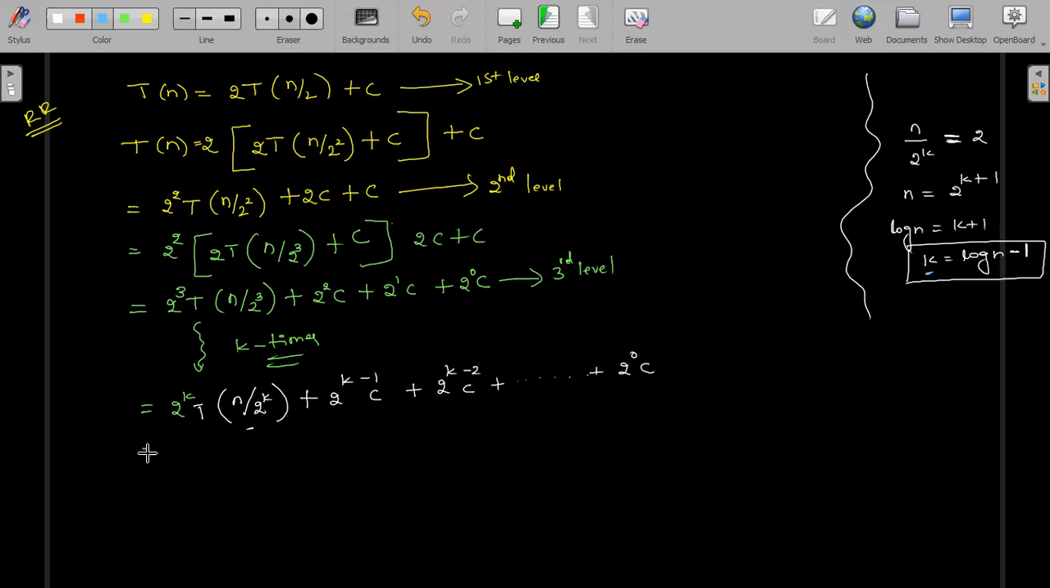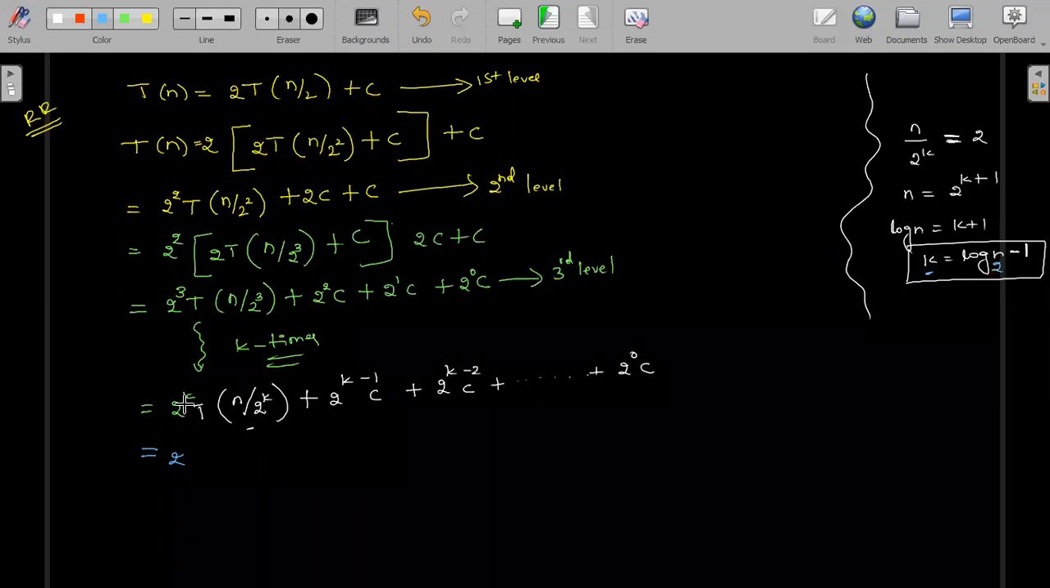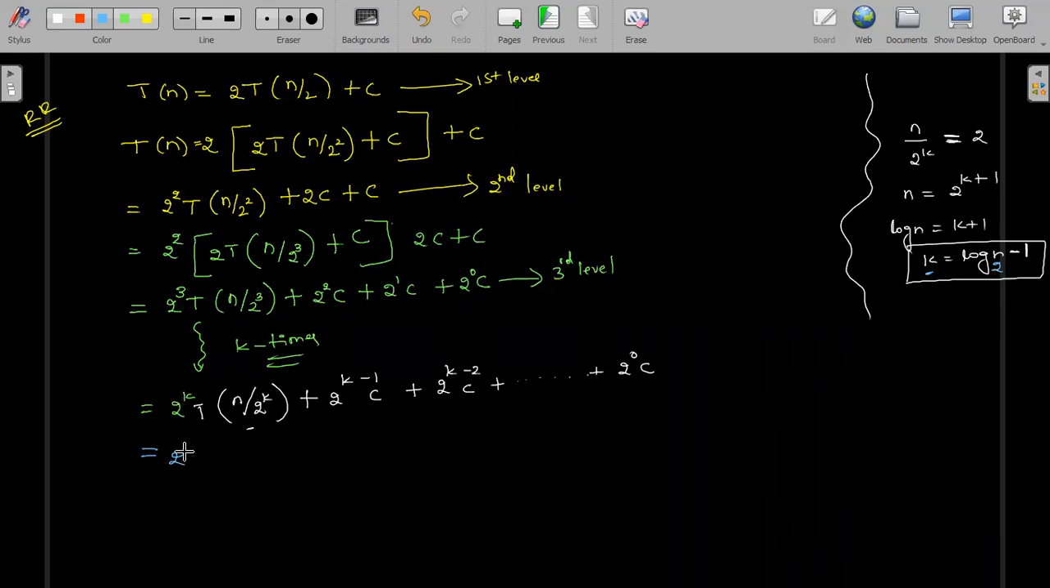So that is equal to, now observe everyone. 2 power k is there. Everybody please apply. Here I missed 2. 2 power k value. What is the k value? Log n base 2 minus 1. Write down log n base 2 minus 1. This is what you have to write. Got it? Everybody got it?